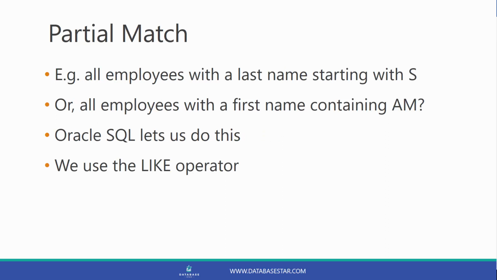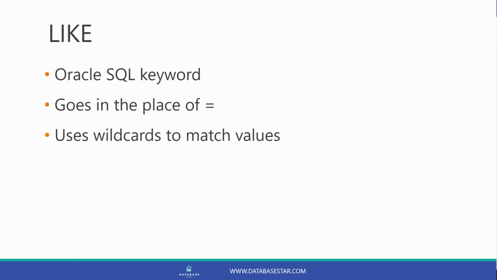What if we wanted to find all employees with a last name that starts with S? Or if we wanted to find all employees with a first name containing AM. Oracle SQL lets us do this, and we can use something called the like operator. Like is an Oracle SQL keyword, and it goes in the place of the equal sign. It uses wildcard characters to match values.